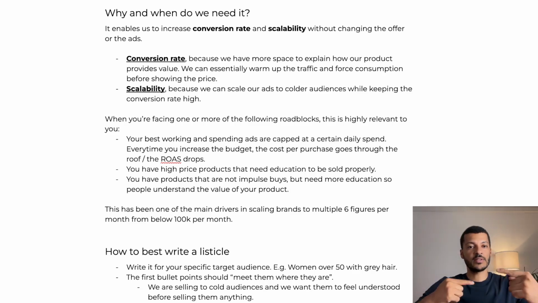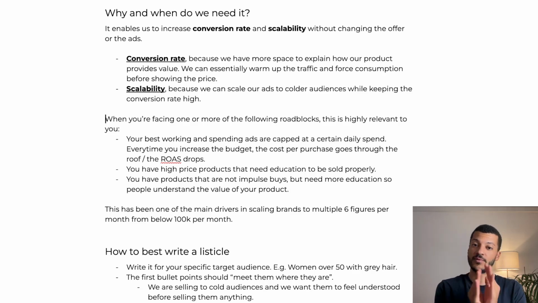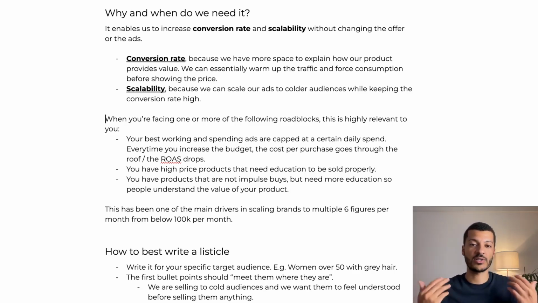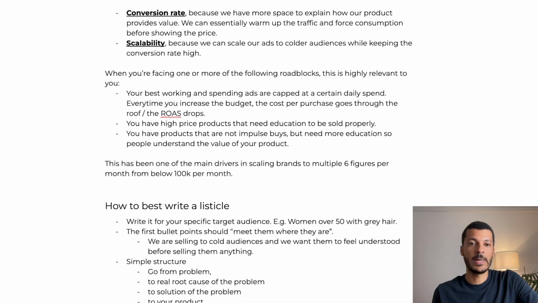So to counter that, we're forcing people to consume a certain amount of content about our product, where we position our product as the perfect solution to whatever problem they're trying to solve. And then, and only then, we give them the opportunity to see how much our product costs, what the product details are, and so on and so forth, right?